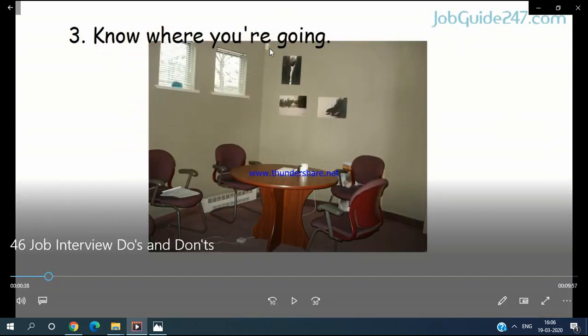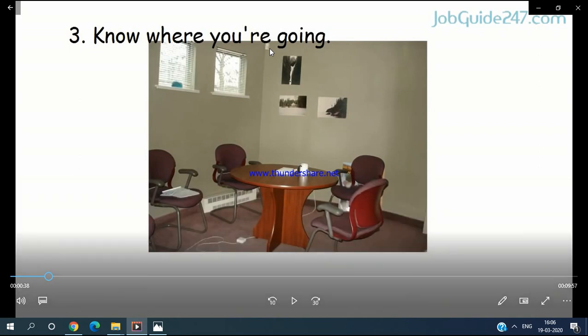Okay, so third point is know where you are going. So you should know in advance where you are going to give your interview. So कौन सा place है, कहाँ आपका interview होने वाला है, कौन सी office में आपका interview होने वाला है. So that kind of information you should know in advance, so you can reach on time and you will not face any problem.